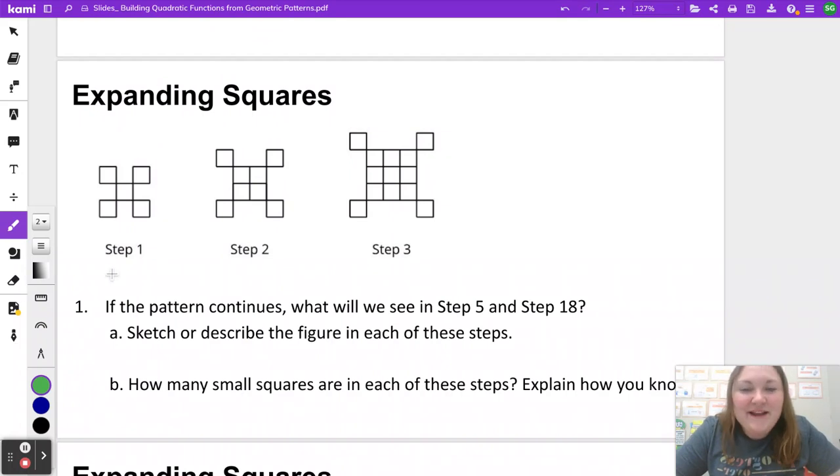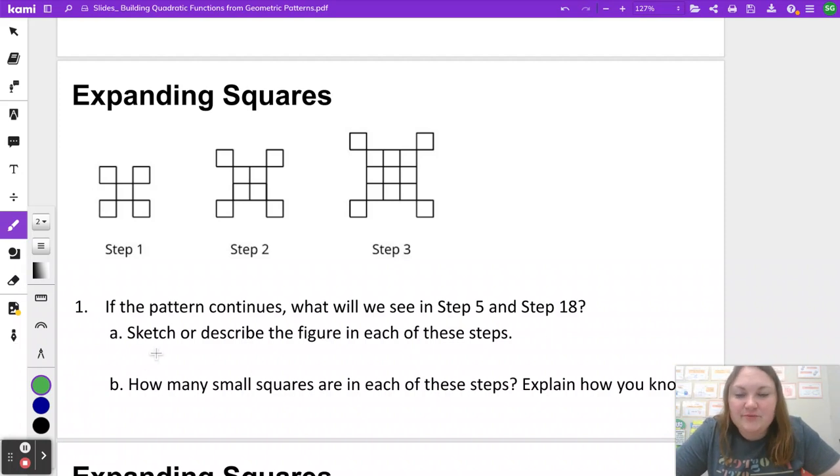And so the best way to check and see if you can identify a pattern is to see if you can predict what would come next. So looking at step 1, step 2, and step 3 of this pattern, see if you can predict what step 5 and step 18 look like.